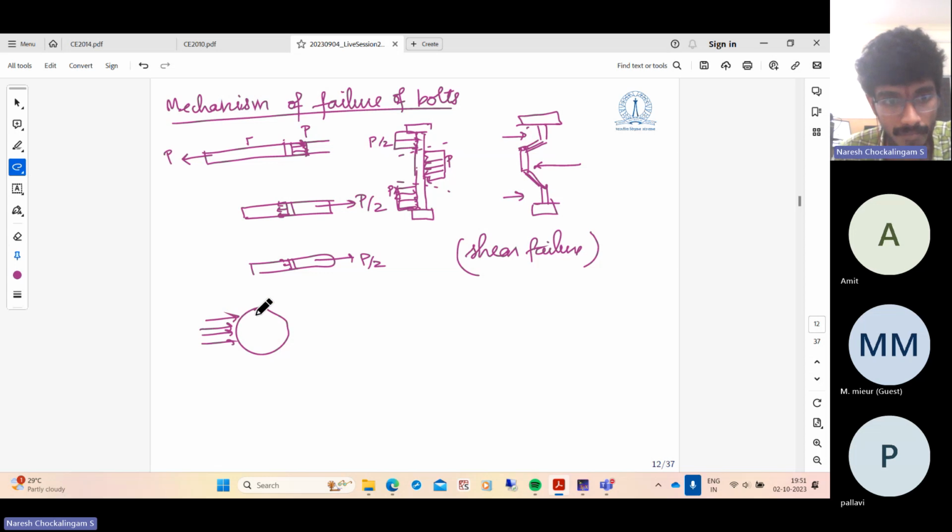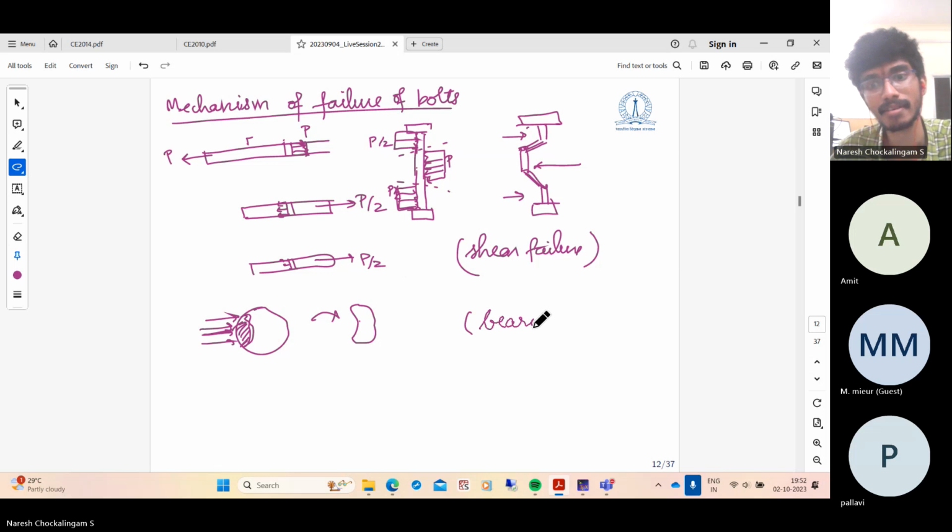this is also a concentrated force. The stresses are very high near the application of this force. So the bolt can either yield or it can break under the action of these high stresses. This region is highly stressed. So this can either yield or break and fail, the connection can fail. So that is called a bearing failure.